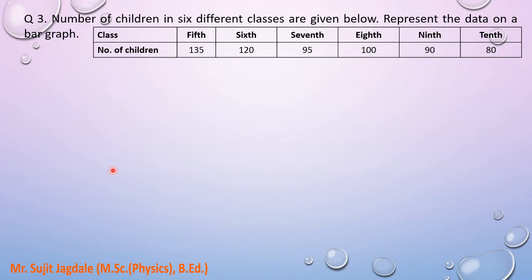So here two types of data are there. Which two types of data are given? First one is class and second one is number of children. These two types of data are given. How many classes are given? 5th, 6th, then 7th, then 8th, then 9th and 10th. In this way total 6 classes are given, and here number of children are given: 135, 120, 95, 100, 90 and 80. Okay, we have to mention it on a bar graph.